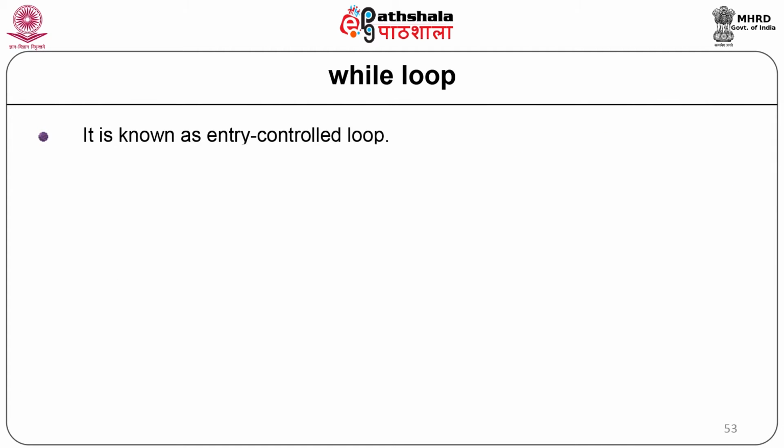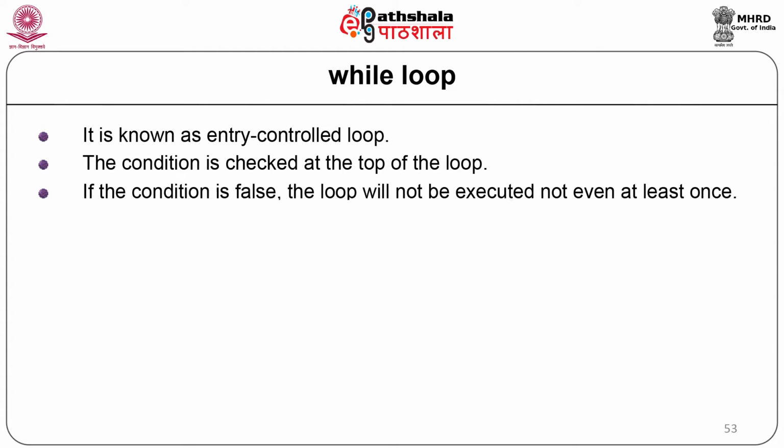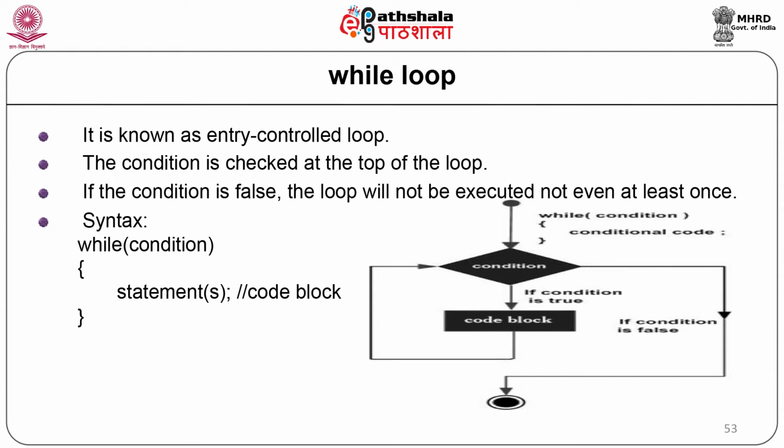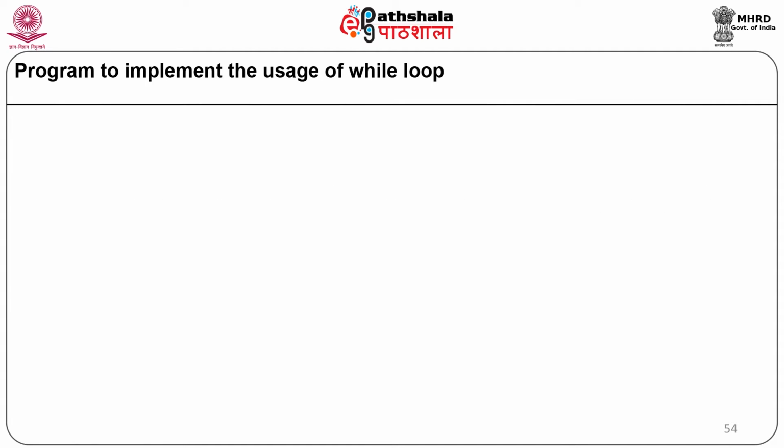The while loop is known as an entry control loop because the condition is checked at the top of the loop. If the condition is false, the loop will not be executed, not even once. Syntax: while, condition, and in curly braces the statements. Now, let us see a simple program to see the usage of the while loop.